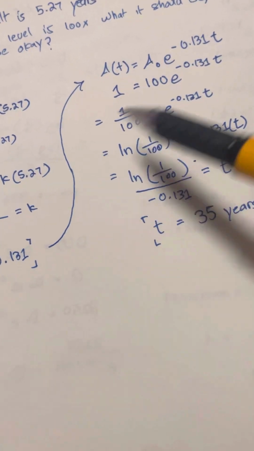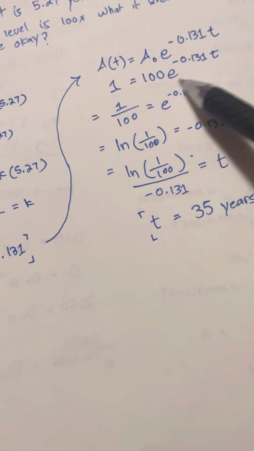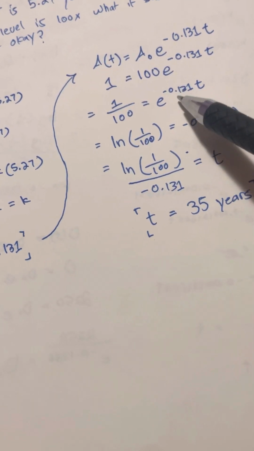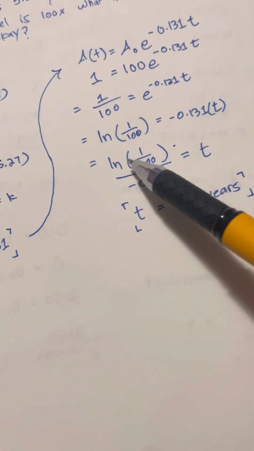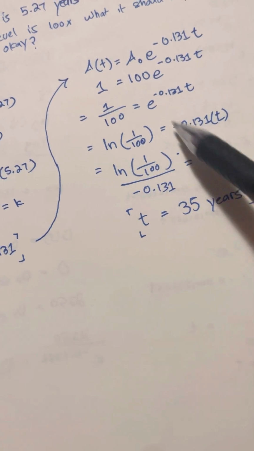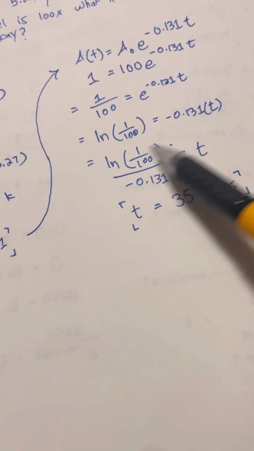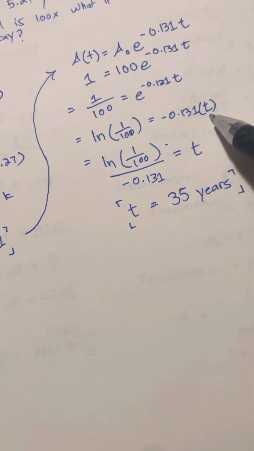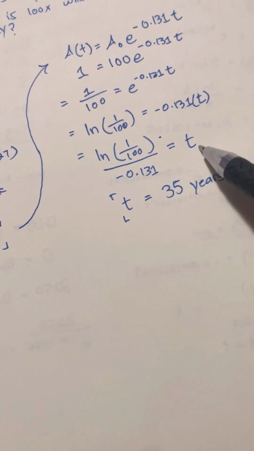Now that's pretty easy given what we just did. You just have to do it again, but a little differently. We divide both sides by 100. 1 over 100 is equal to e to the 0.131 times t. I'm sorry, that's a 3 again. You take the logarithm of 1 over 100 and it removes the e. Now we're left with this nice, easy to solve equation. You divide both sides by 0.131 and you solve it and we get t.